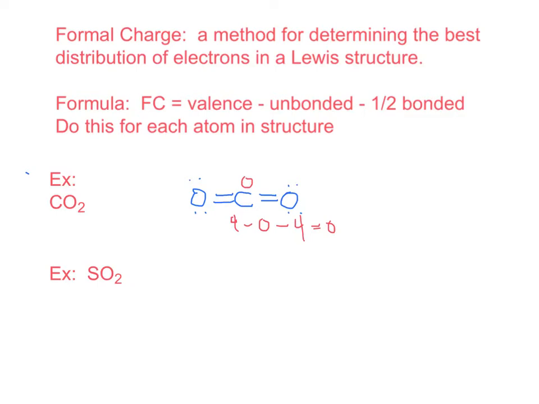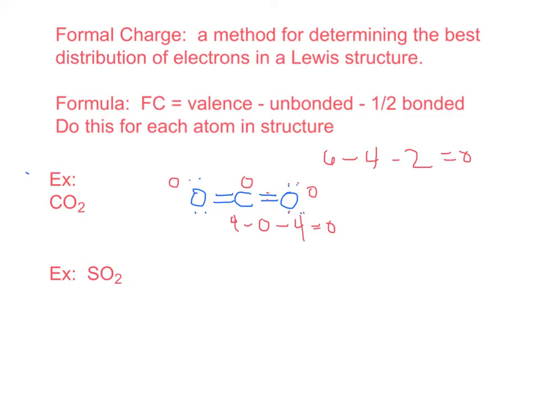Now let's do each oxygen. They're both laid out the same, so we can just do one of them. So oxygen has 6 valence electrons. We're going to subtract off the unbonded ones. There are 1, 2, 3, 4 unbonded. 6 minus 4 minus half of the bonding electrons. So we have 2, 4 bonding electrons. Half of that would be 2. 6 minus 4 minus 2 equals 0. So each oxygen is also going to have 0 formal charge.